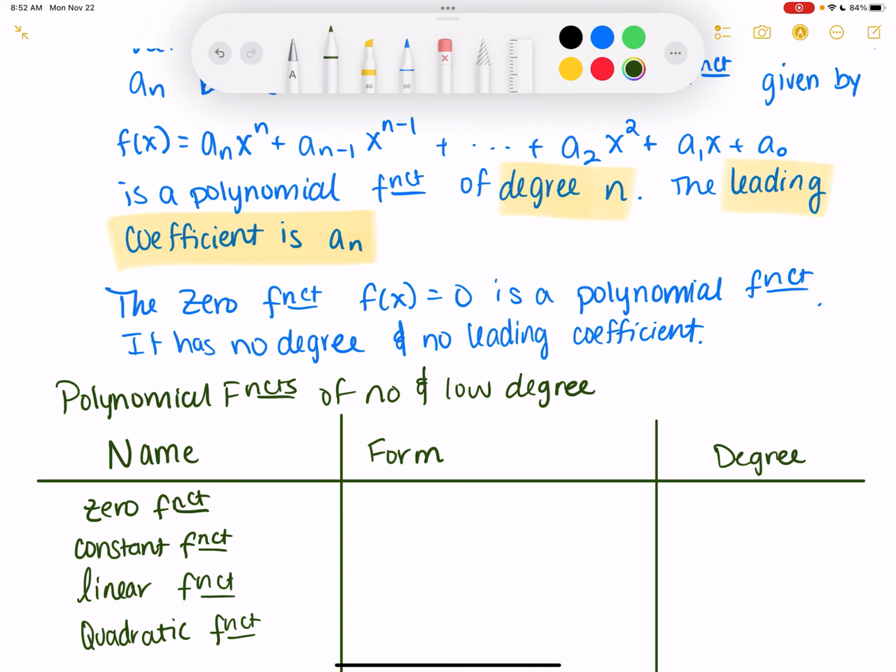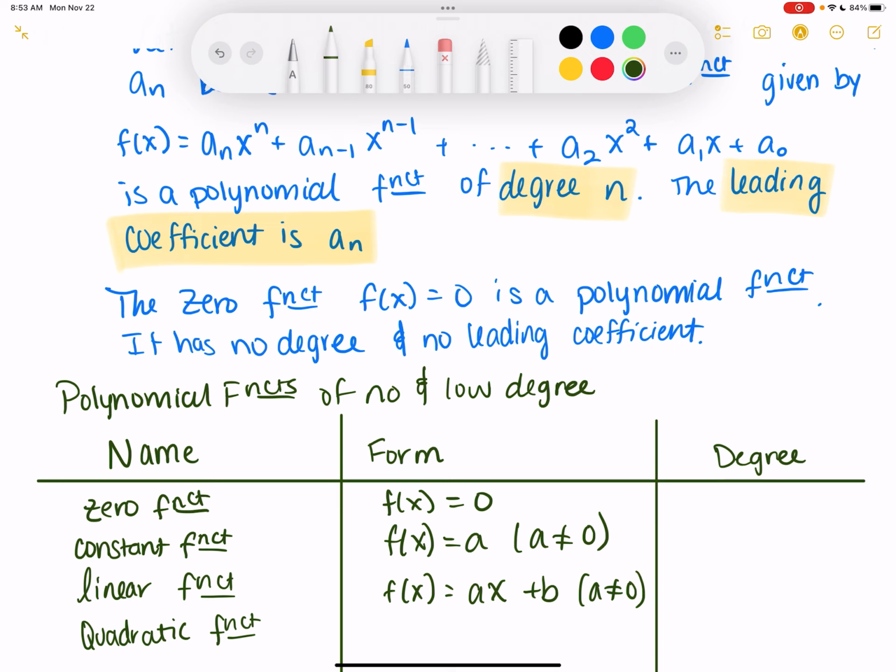So our zero function looks like f of x is equal to 0. Constant function, f of x is equal to a, for a not equal to 0. Linear function, f of x is equal to ax plus b, for a not equal to 0. And quadratic is f of x is equal to ax squared plus bx plus c for a not equal to 0.